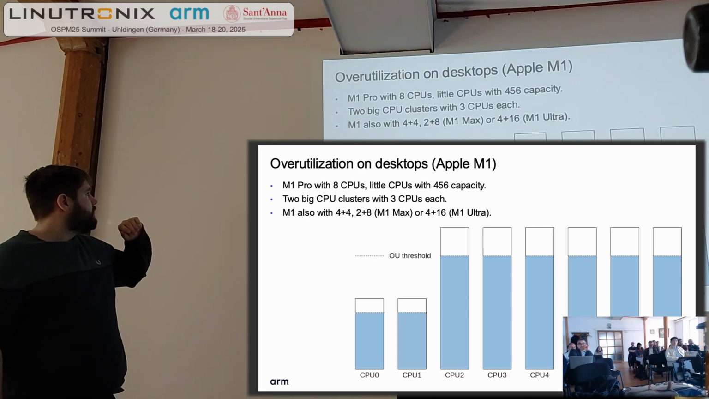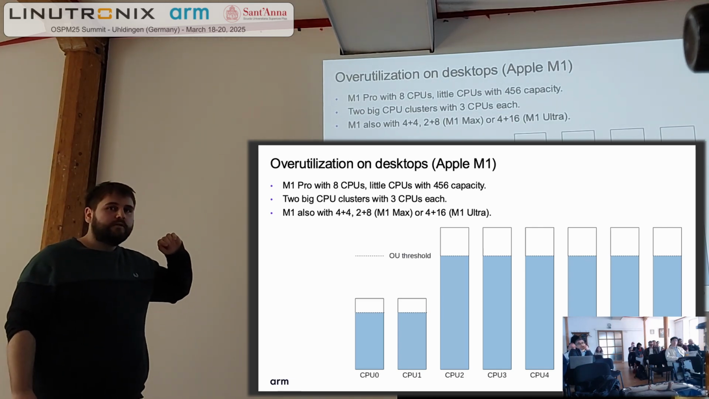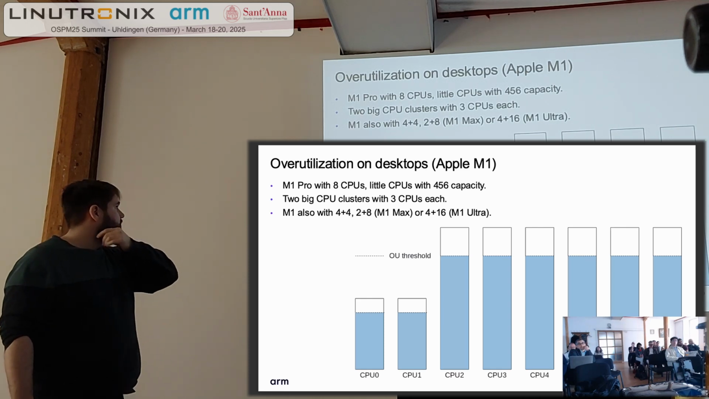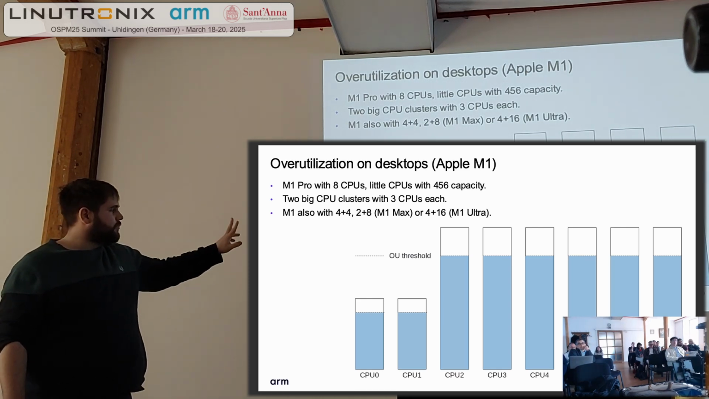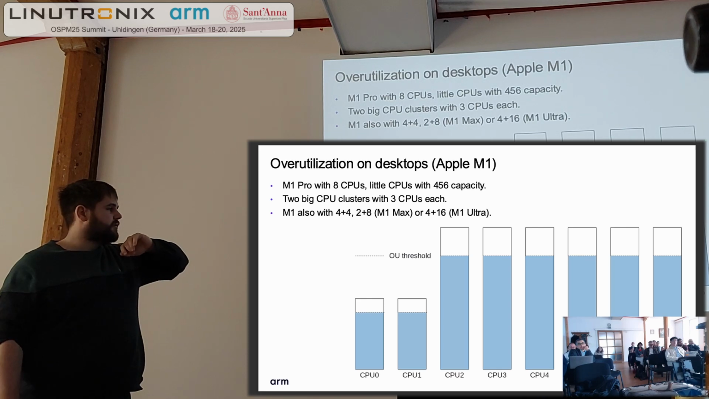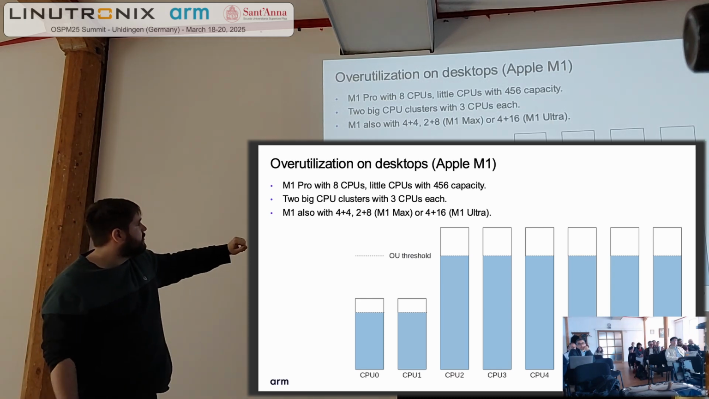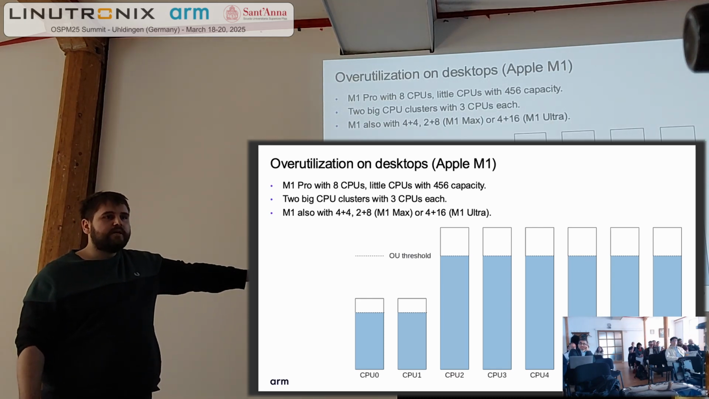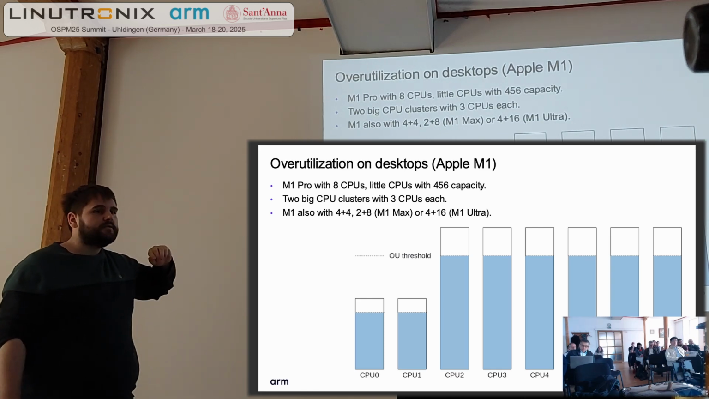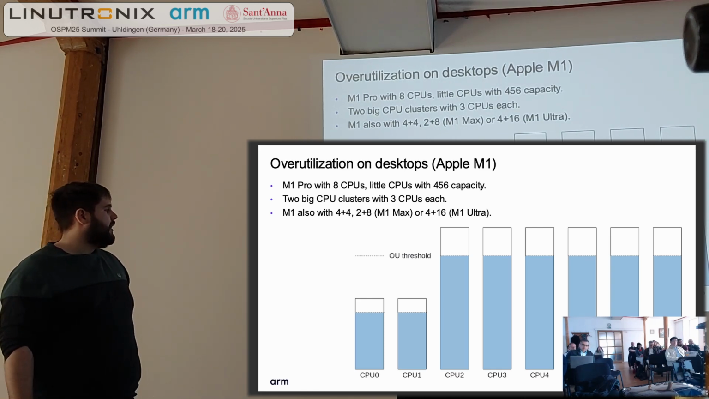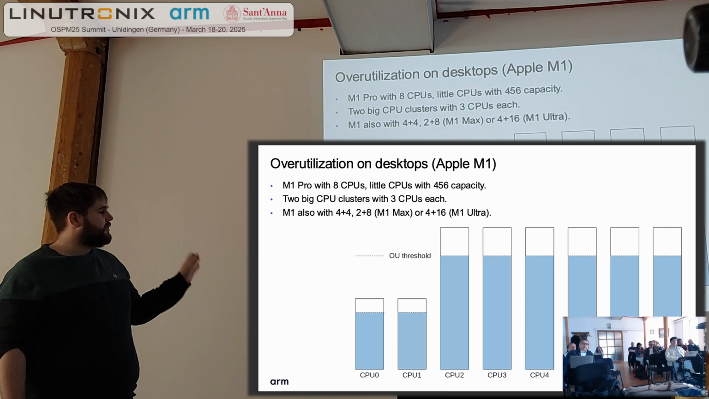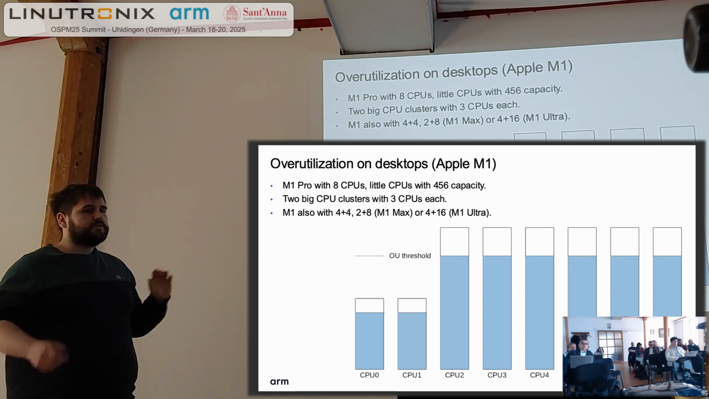This is a laptop, the Apple M1 that runs EAS actually. This is the M1 Pro with 8 CPUs. It has 1 little cluster and 2 big clusters. You can't see the clusters here, they're all the same CPU type. The little is 456, so there's no tiny CPU as the phones usually have. And there's a lot more big CPUs than there are little CPUs, which is interesting.